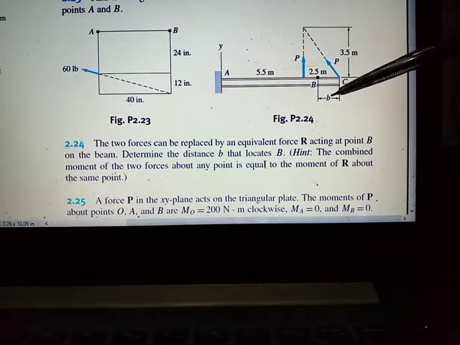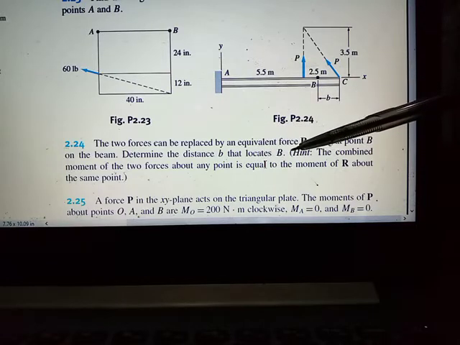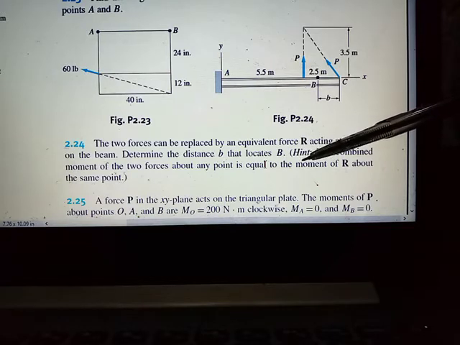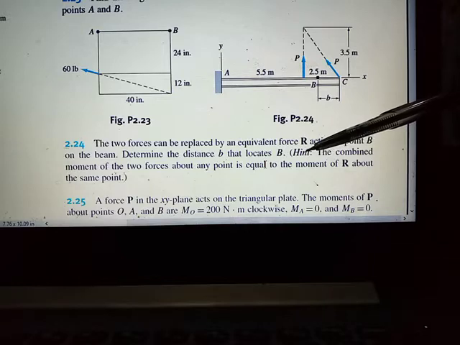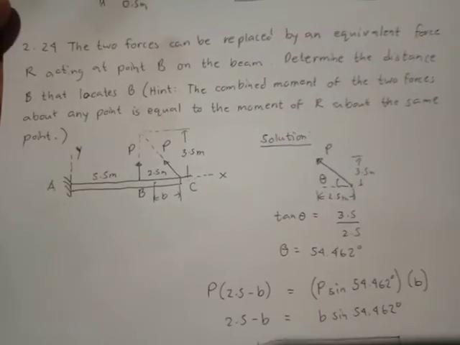Here it is a double: we are asking for the R and then we are asking for the b. In this problem, we will use the properties of moment. As I have previously said, moment is equivalent to the force multiplied by the perpendicular distance. So that is the moment. Here, I just copied the problem and the figure. So this is the solution.